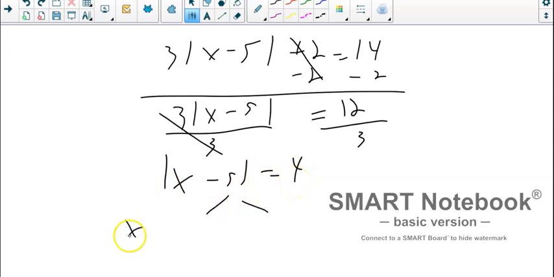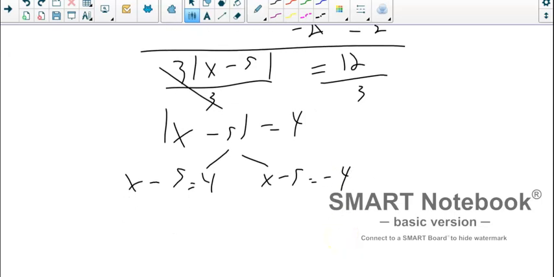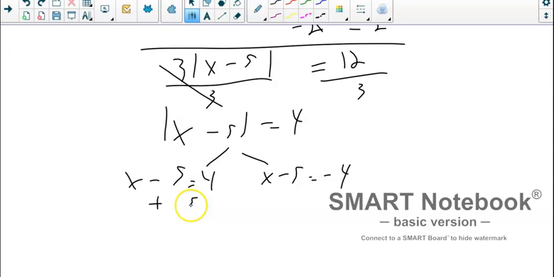Now we branch off. x minus 5 equals 4. x minus 5 equals negative 4. And then it's just a one-step equation. Add 5.